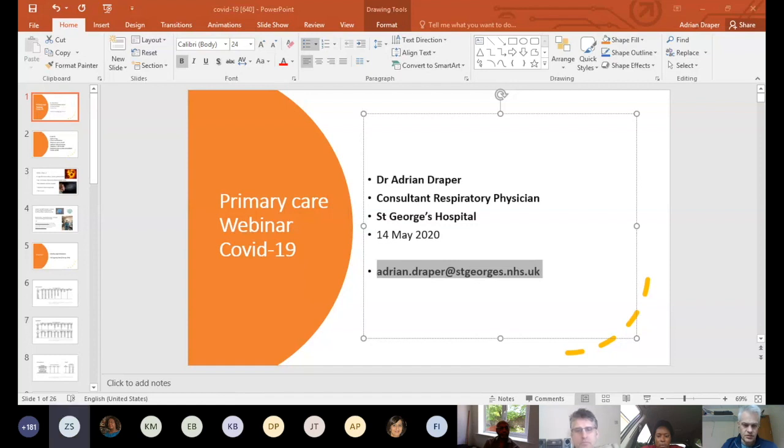Can everybody see the screen? Yep, we can see it. You've got slides, yep, good, fine. So I can't work out on my laptop whether it's sharing, that's why. Let me just connect the thing.